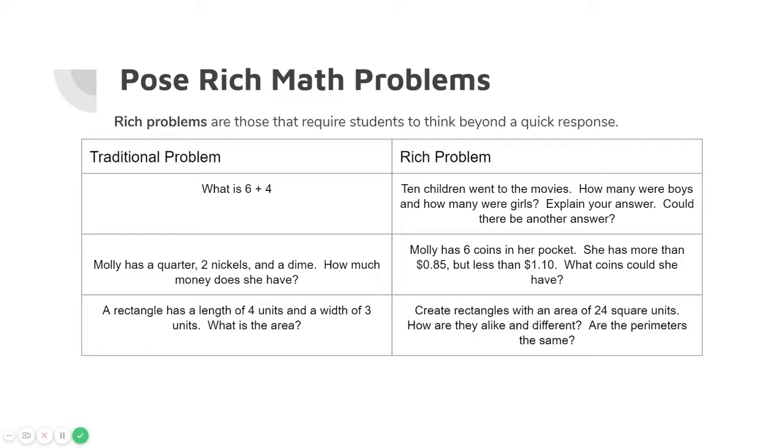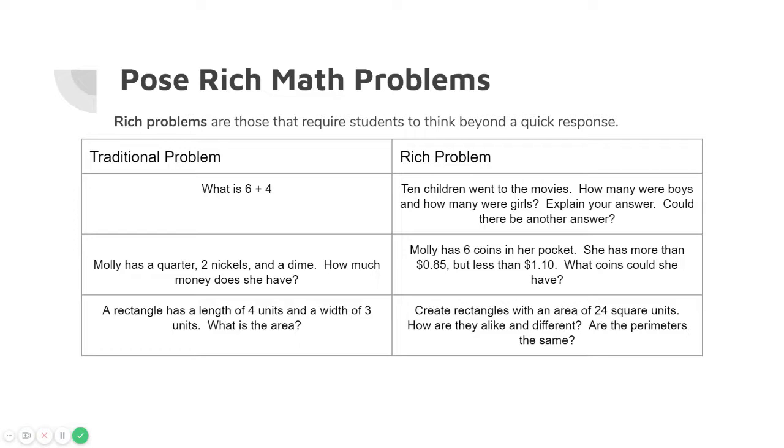But Molly has 6 coins in her pocket. She has more than 85 cents, but less than $1.10. What coins could she have? Think about all of the entry points. Let's say a kid says 6 pennies. Okay, so they have 6 pennies. Does that fit our criteria? Is that in between 85 cents and $1.10? All of these different things, comparing numbers, all of these different parts of the core that they're able to explore.